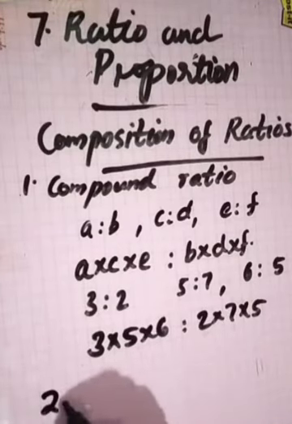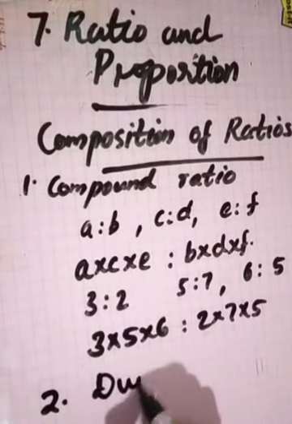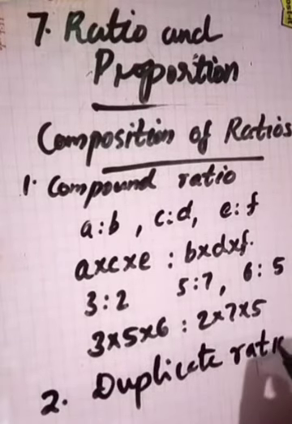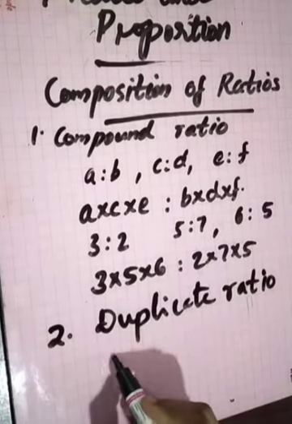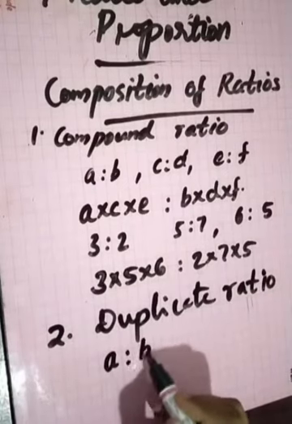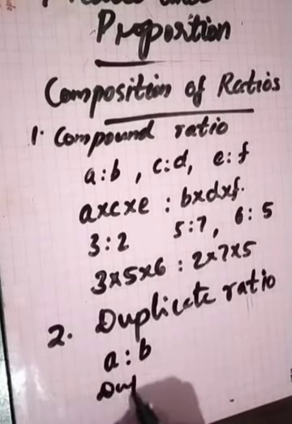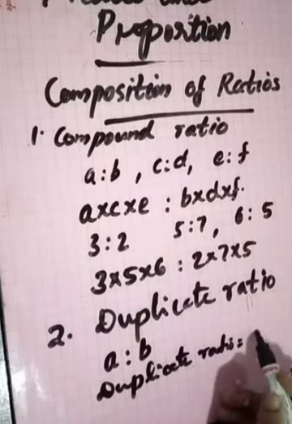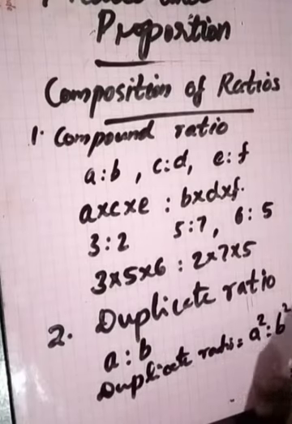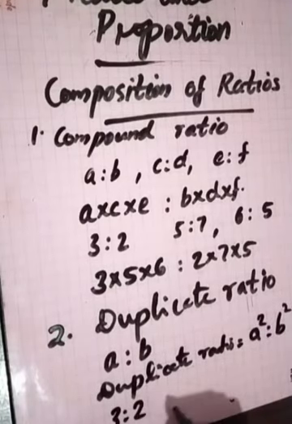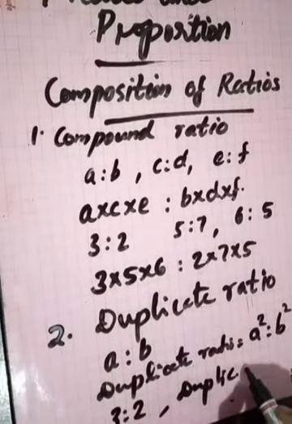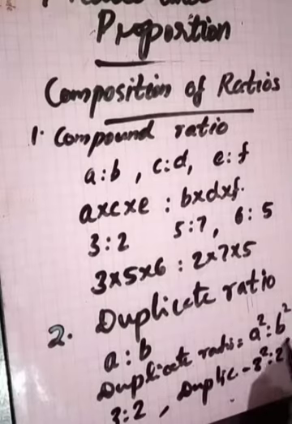Okay. And the second one is duplicate ratio. For example, if A is to B is a ratio, then its duplicate ratio is A square is to B square. It's very simple. If 3 is to 2 is a ratio, then what is its duplicate ratio? The duplicate ratio is 3 square is to 2 square. That means 9 is to 4. Okay.